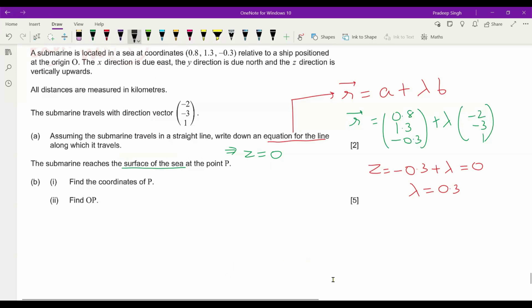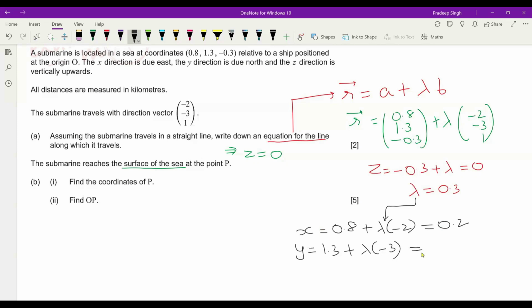And now if we try to get the coordinates, X coordinate was 0.8 plus lambda into -2. So we will put lambda as 0.3 in this particular case. And solving this, we get 0.2 as the answer for the X coordinate. Y coordinate will be 1.3 plus lambda into -3. If we put the value of lambda as 0.3, the Y coordinate comes out as 0.4. And the Z coordinate, of course, is 0. So the answer for the B1 part is 0.2, 0.4, 0.